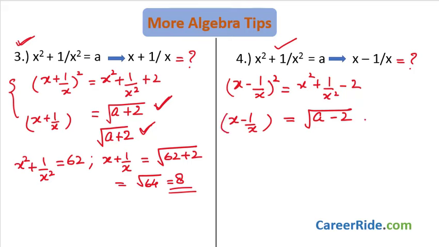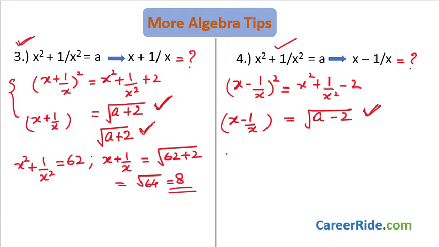Taking the square root on both sides, I have got this, right? So what I have to do is take the value of x square plus 1 upon x square, subtract 2 from it, and just take the square root. Let me try to explain it to you with the help of an example.